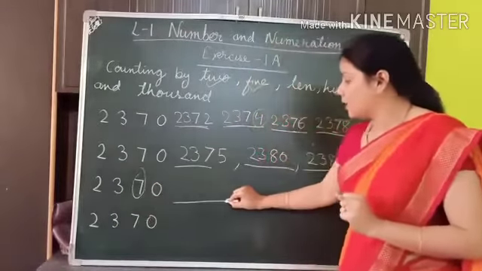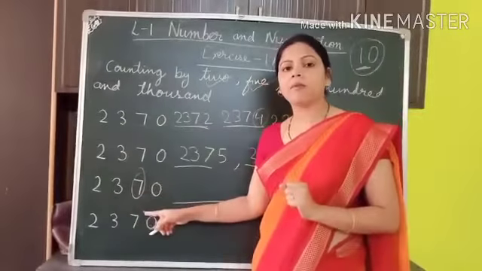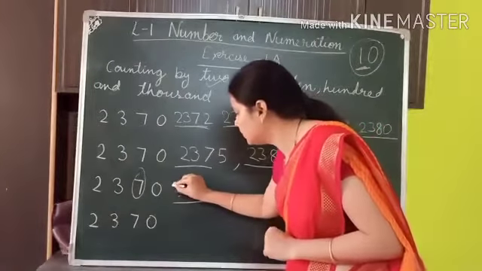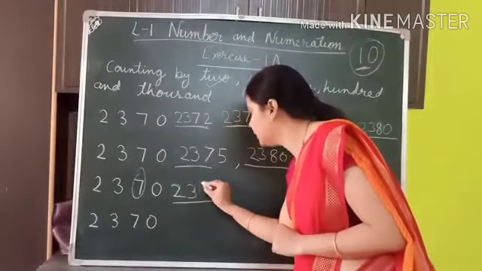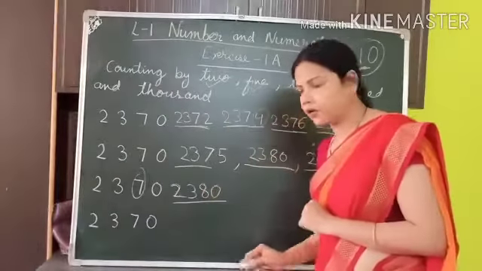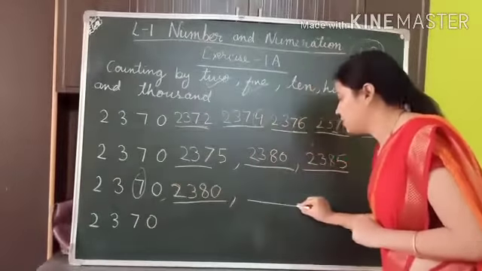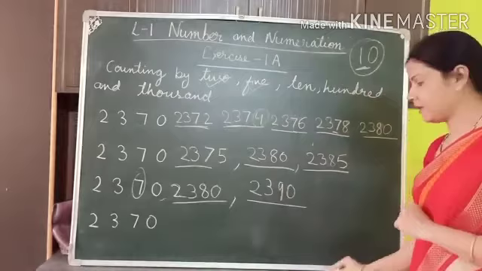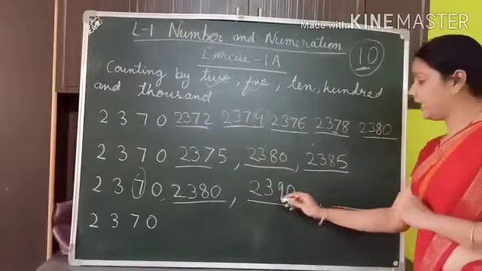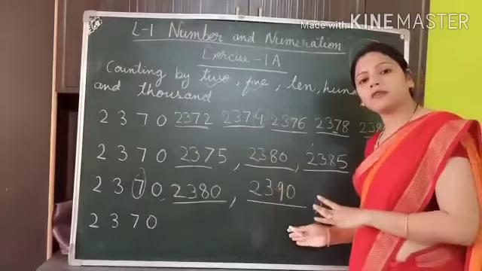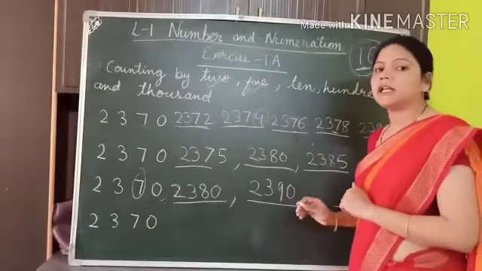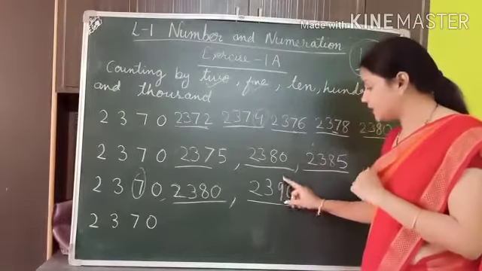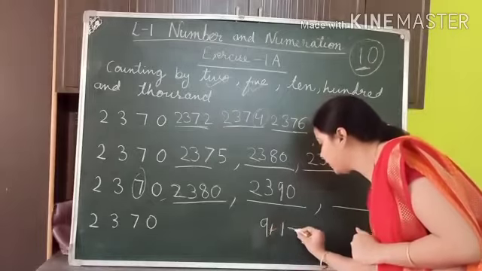2370. So, if we will start our count from this number and we have to do counting by 10, then it will become 2380. Okay, then 2390. Okay, and if again we will count it by 1, by 10, then which number we will get? If we will add one number to this 9, then again what we will get?